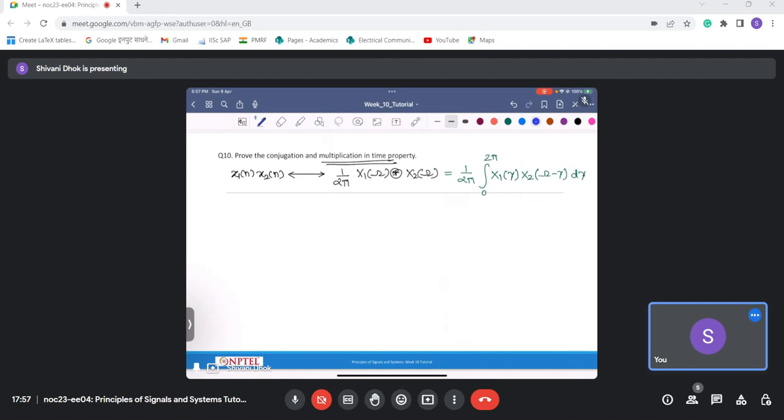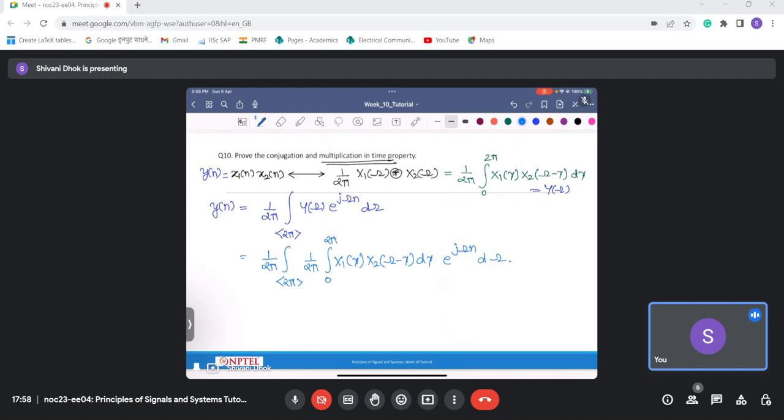So what we'll do is we'll start with the RHS and then try to get back to the LHS. So let's say this is y of n. So this y of n is basically equal to 1 by 2 pi integral over a range of 2 pi y of omega e power j omega n d omega. Now this I can write as 1 over 2 pi integral over 2 pi, with y of omega being this factor, 1 over 2 pi integral from 0 to 2 pi x1 of gamma x2 of omega minus gamma d gamma multiplied by e power j omega n d omega.